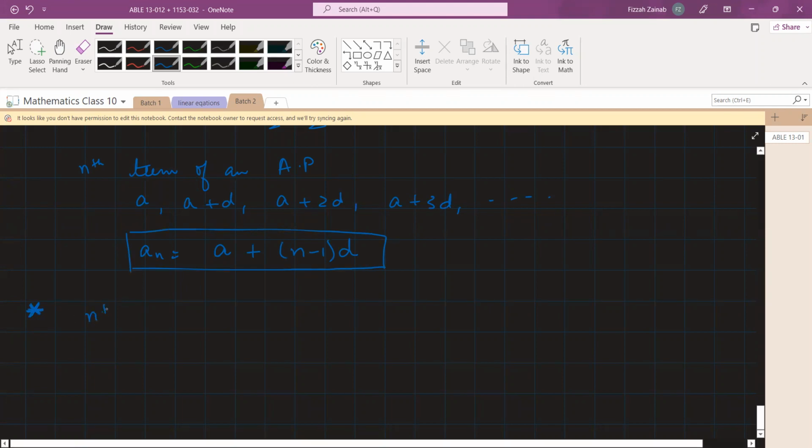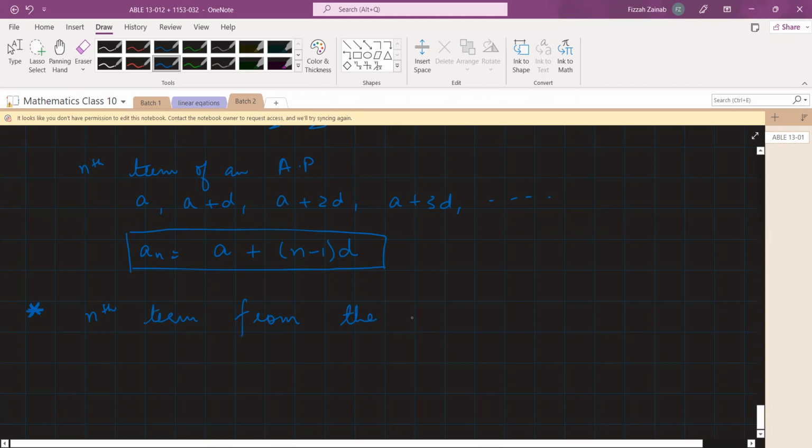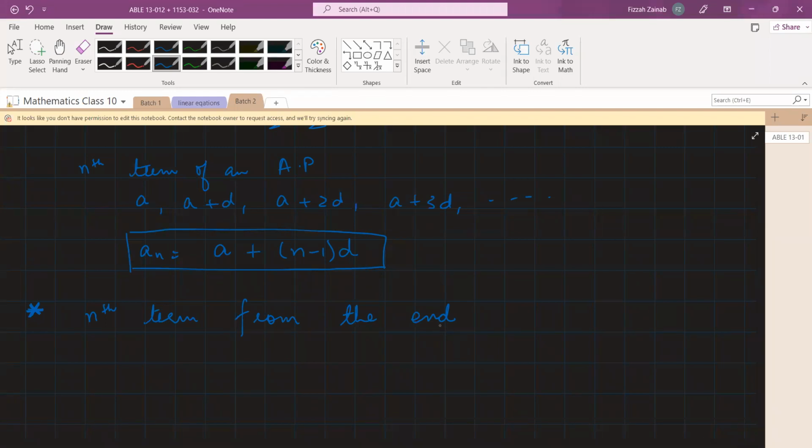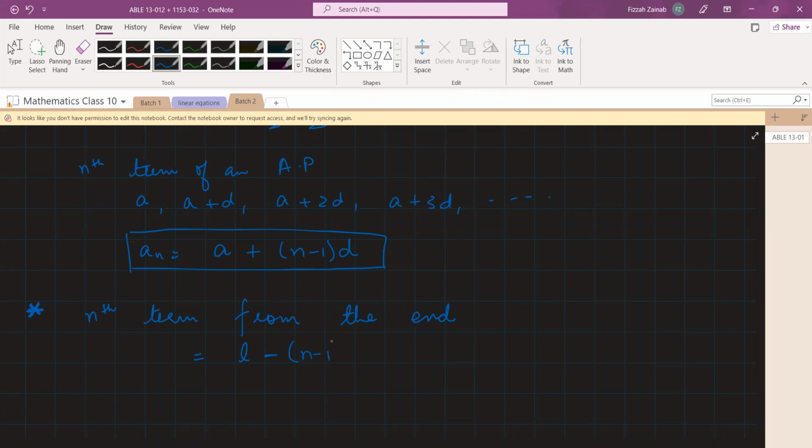So if you have to find the nth term from the end, right? If some AP is given and it is saying find out the 15th term from the end or the 12th term from the end, you can straight away use this formula that the nth term from the end is equal to l minus n minus 1 into d. That's the only difference. So l is the last term. Please remember it.